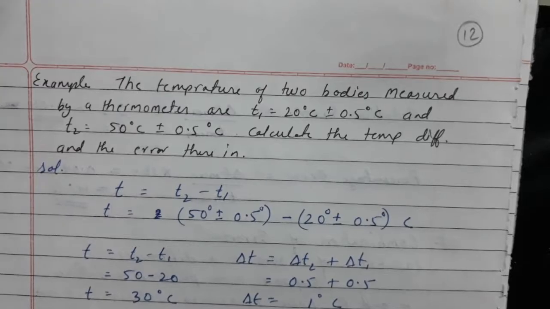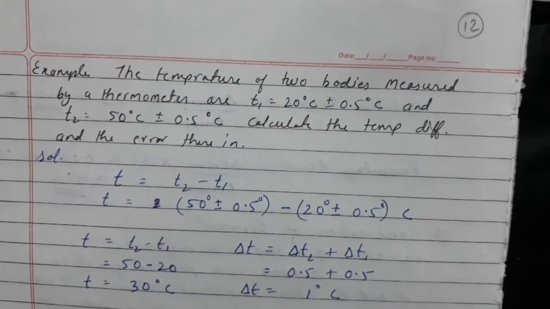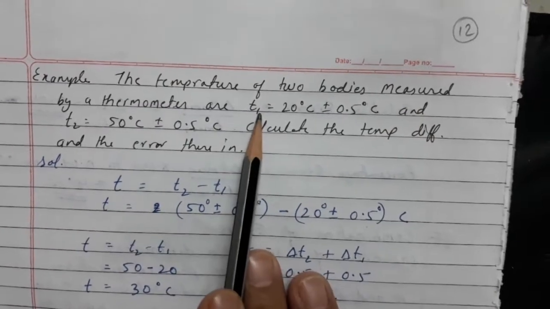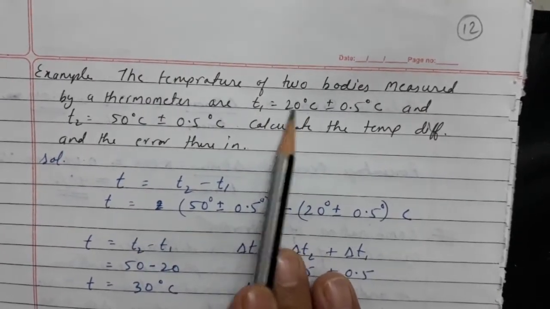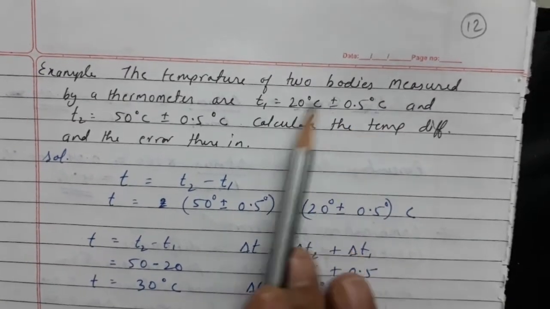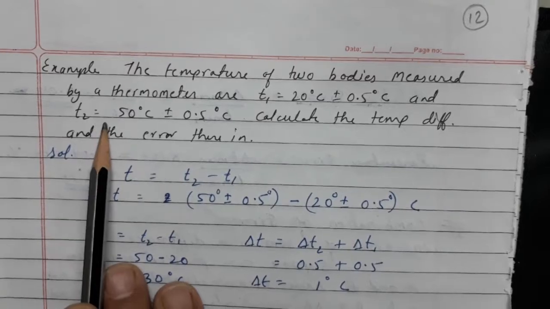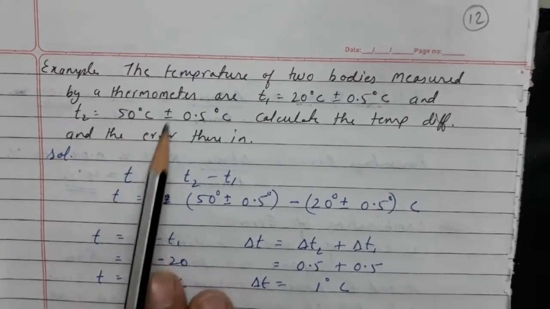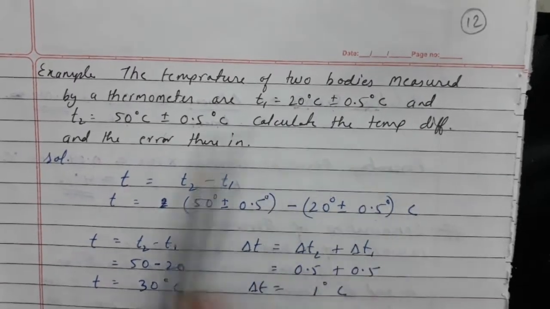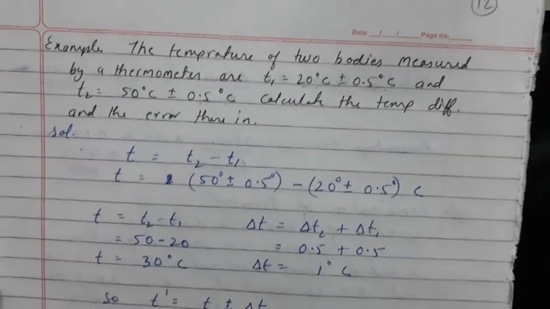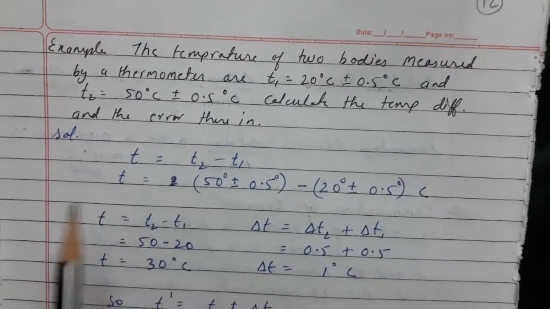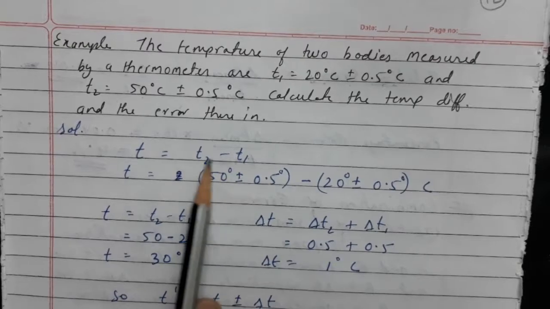This is an example given in your book. The temperatures of two bodies measured by a thermometer are T1 equal to 20 degrees, this is the true value, plus minus 0.5 degrees Celsius, this is the absolute error in this quantity. And the second temperature T2 is 50 degrees Celsius plus minus 0.5 degrees Celsius. What we have to find is the temperature difference and the error in this. First of all, we can easily find the temperature difference T2 minus T1.